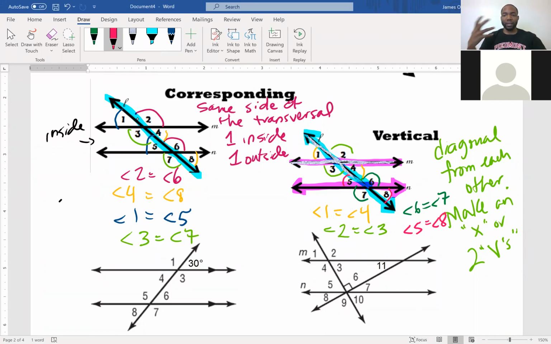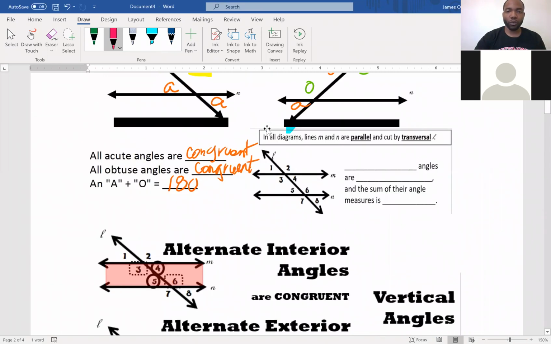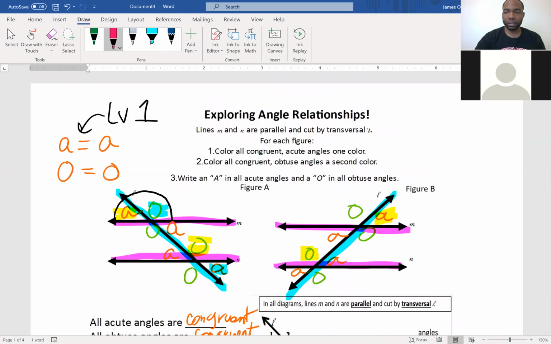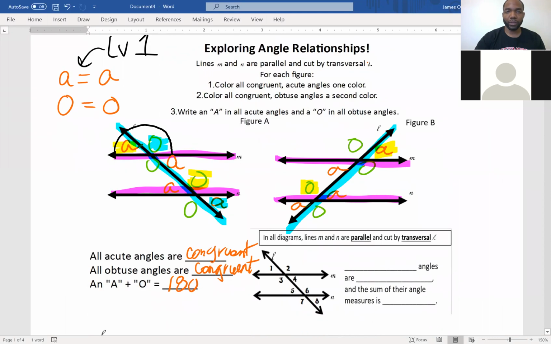So let's wrap this up with this thinking before I start giving y'all the challenge questions at the end. So this is the deal, everybody. This is what we're saying. At level one, when you have parallel lines cut by a transversal, they make A's and O's, acute and obtuse angles. And we're saying that all the acute angles are equal to each other and all the obtuse angles are equal to each other at level 1.